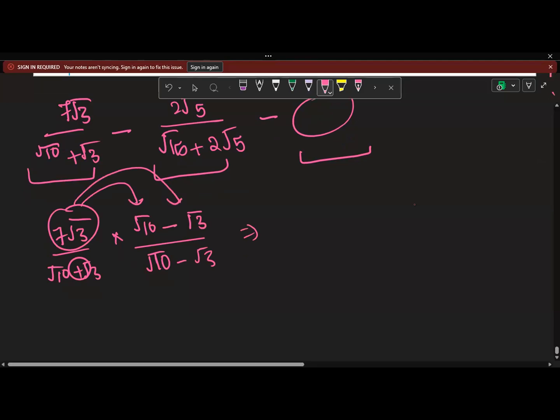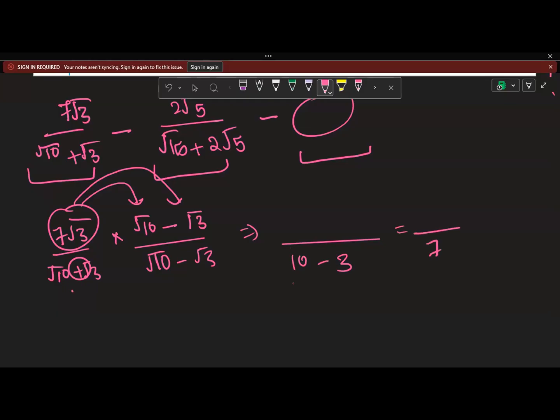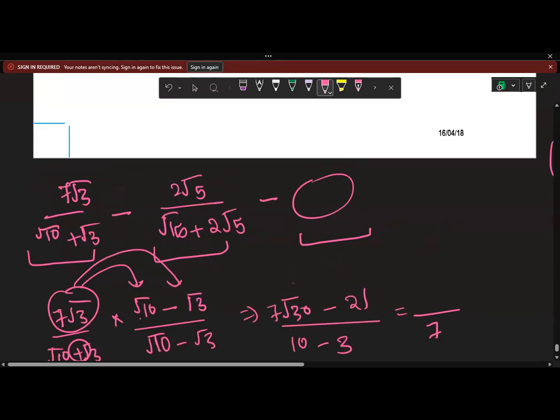And the below one, in rationalization, we all know now that the denominator becomes an identity, a square minus b square. So root 10 square is 10, root 3 square is 3. So denominator becomes 7 and numerator becomes how much? 7 root 3 into root 10 is how much? 7 root 30, because 3 into 10 is 30, minus 7 root 3 into root 3 is 21, because root 3 into root 3 is 3 and 3 into 7 is 21. So like this you will rationalize all the three denominators one by one, then you combine them.